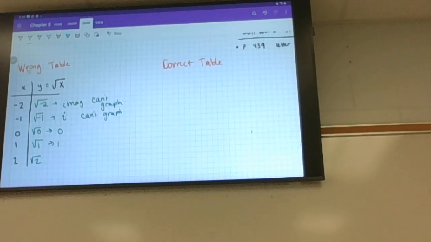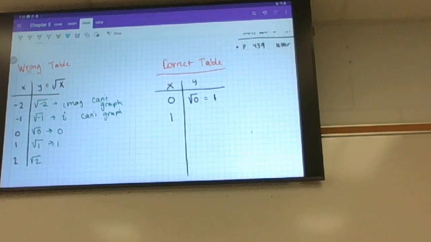Let's do this the right way. Okay, I'm hearing good things. 0 works. We can't do less than 0 because then we'll have imaginary numbers. So 0 is the lowest value that you can square root. So we're good with 0. 1 also works. So we're good with 1.